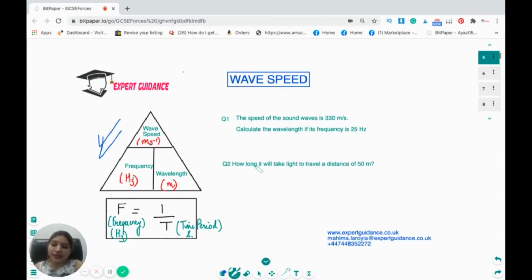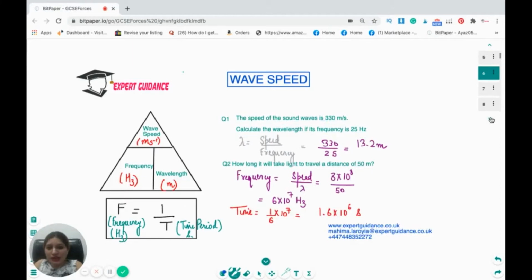Okay, now let's look at some example questions. The speed of the wave is given to you as 330 meters per second. You need to calculate the wavelength if the frequency is 25 hertz. So you have to calculate the wavelength where the frequency is given. So you can pause the video and try this question. And the second, how long it will take for this light to travel a distance of 50 meters. So they have given you the distance and they have asked you to work out the time. Okay, so you can pause this video and have a go at this question.